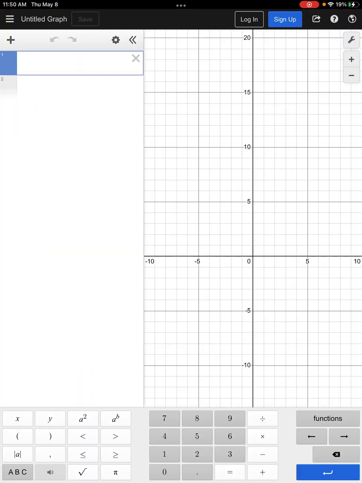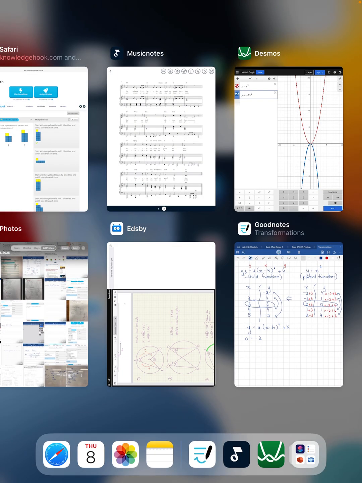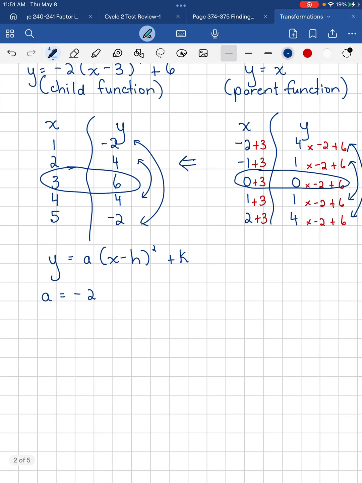So here's my parent function, y equals x squared, and there's a -2 in front of my bracket. So I'm gonna do that, and I'm gonna put x squared. As you can see, it's flipped upside down. If you were to put a mirror right in the middle on your x-axis, it would reflect. So that's why it's called a reflection in the x-axis. When there's a negative, it's a reflection on the x-axis. This is the only reflection you see this year.